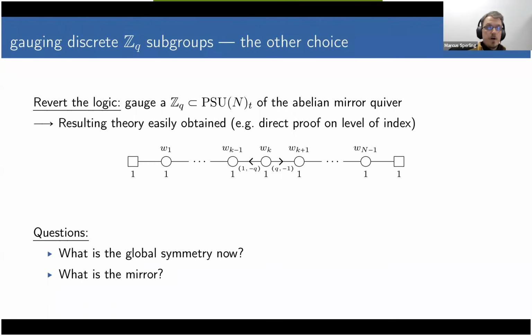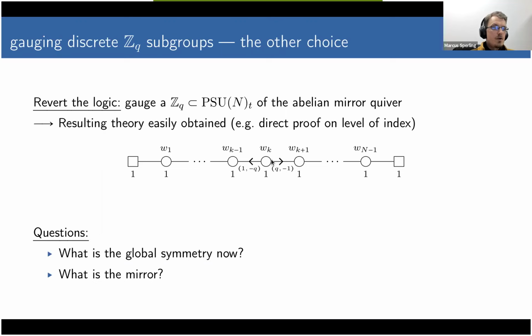Now I want to turn around the logic. What is nicer to do is, I like gauging the topological symmetry and then going the other way around. So what I do now is go to the abelian linear quiver and gauge again a subgroup of the topological symmetry. I choose a U1 that matches the U1 in the UV, or the topological symmetry of the gauge node in the UV description. And then what you get after gauging is a very straightforward generalization of the SQED picture.